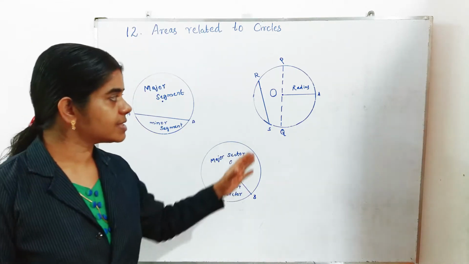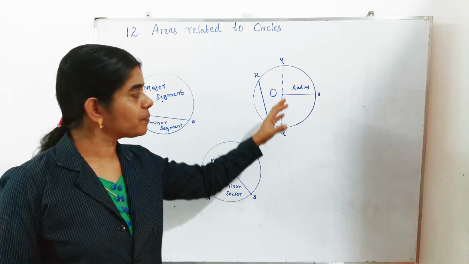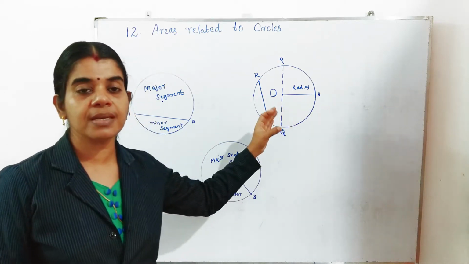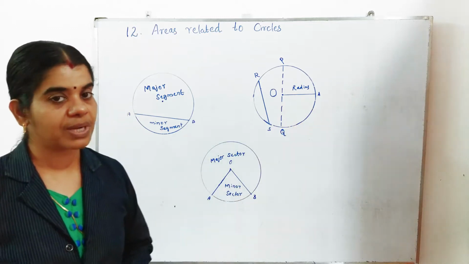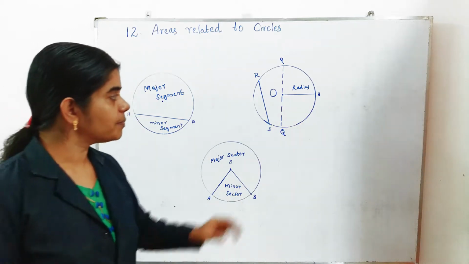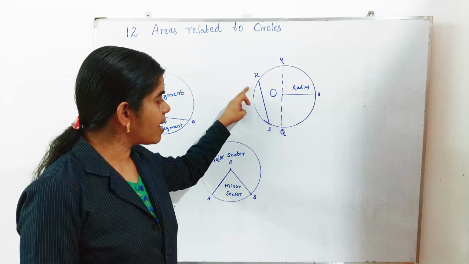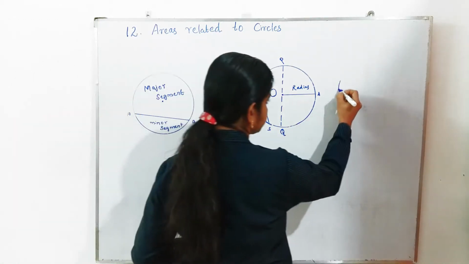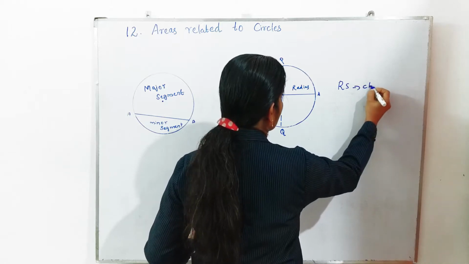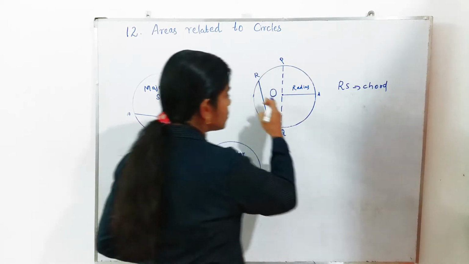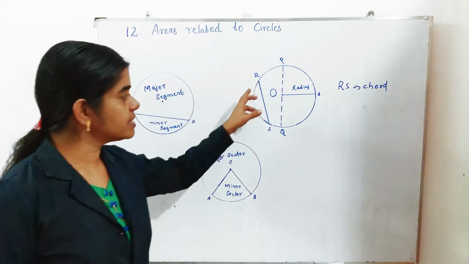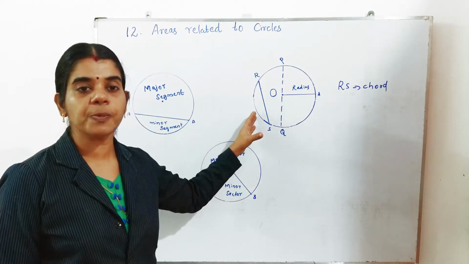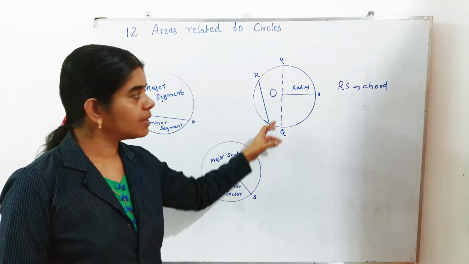We can just revise the circle. Here you already know that OA is the radius of the circle. From the center to any point on the circle is known as the radius of the circle. RS is a chord of the circle. Chord means we are joining a line segment which touches the circle at 2 points. The line segment touching the circle at 2 points is known as the chord.